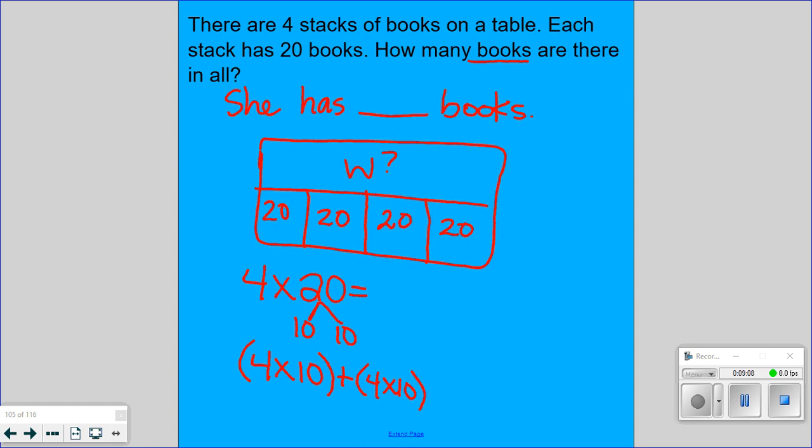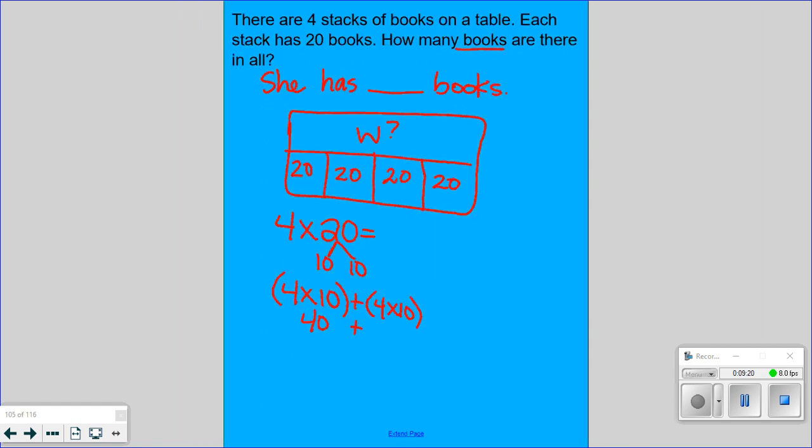Absolutely not. 4 groups of 10 is never going to end in a 5. Try again. 4 groups of 10. 40. Holy moly. Plus another 4 groups of 10. 40 plus 40 is worth? 80.